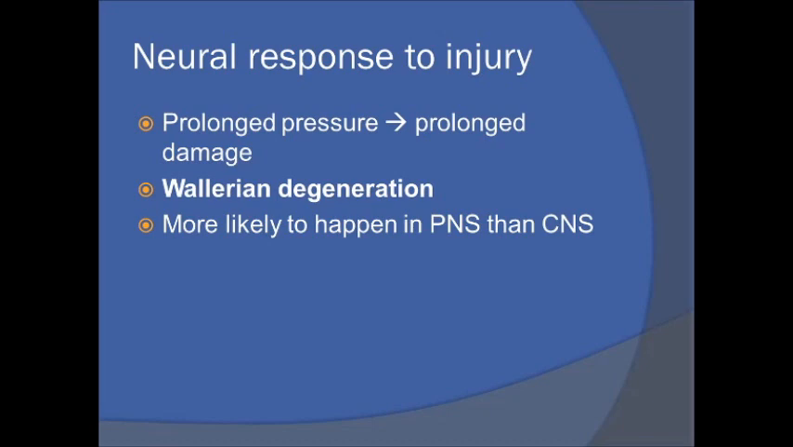When damage occurs to a neuron or nerve, what happens is Wallerian degeneration, where the distal point of that axon will degenerate and any debris will be cleaned up. This is way more likely to happen in the peripheral nervous system than the central nervous system. The central nervous system is much more protected. Your peripheral nerves are lying within your tissues that can more easily be compressed.